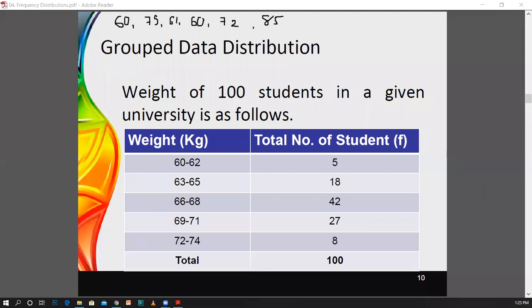But if you use an ungrouped frequency distribution, or ungrouped data distribution, you may start from 60, and if the maximum value is 85, you have to mention all the values. It means 60, then 61, 62, 63, 64. Likewise, you have to continue the values up to 85. Therefore, if you are using an ungrouped distribution, you may get a very lengthy table.